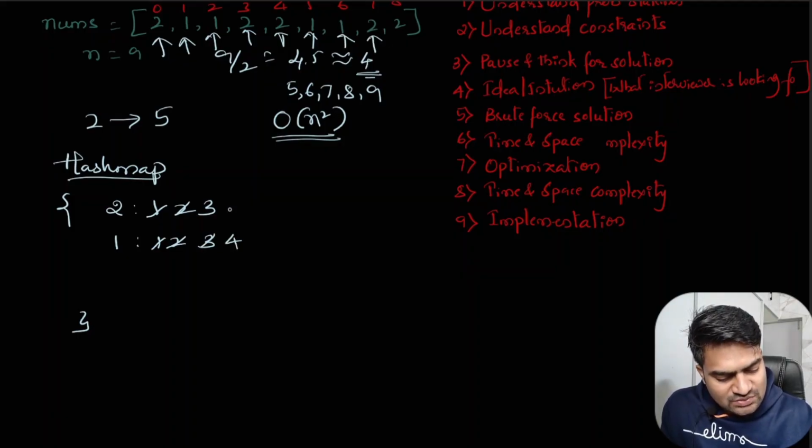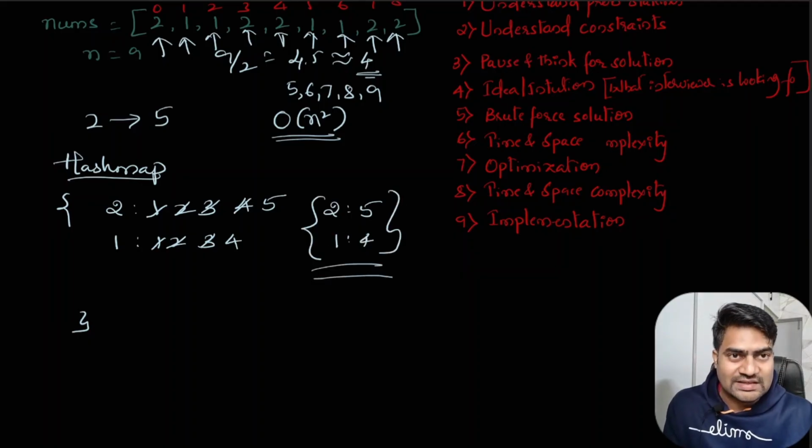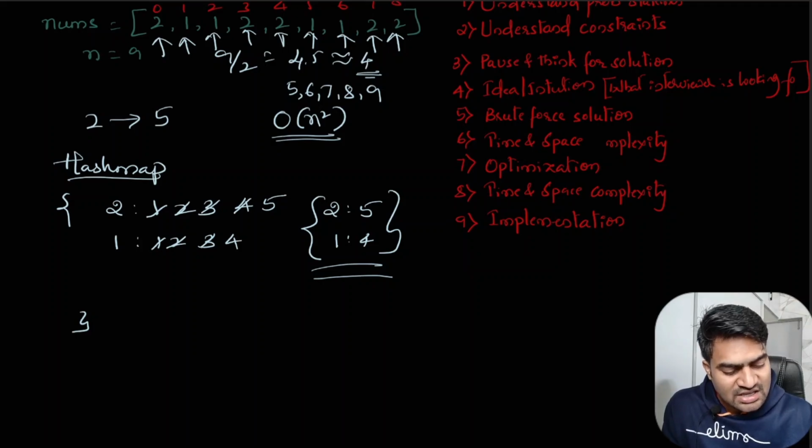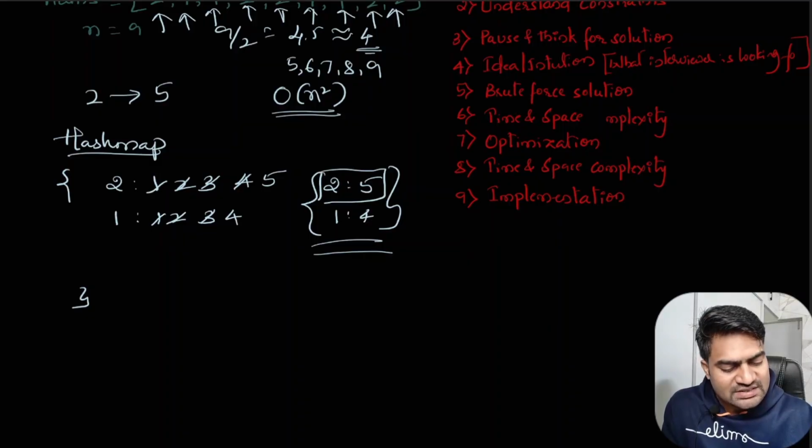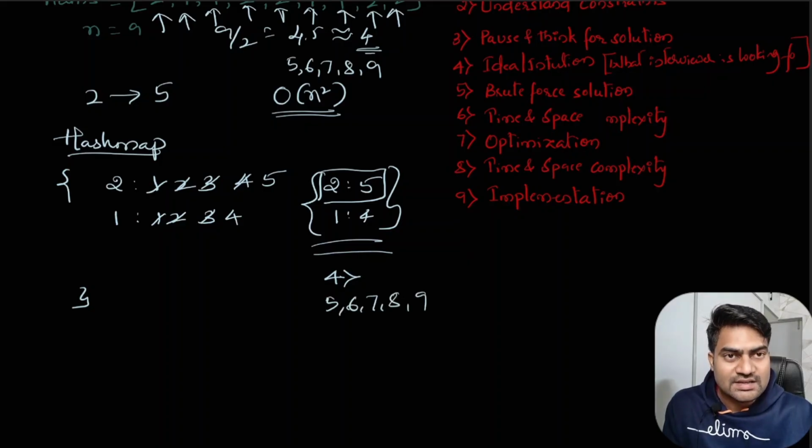Next number is 2, so 2's count becomes 4. Next again one more number, which is 4, so its count becomes 5. So 2 appears 5 times, 1 appears 4 times. So if this is our final hash map after the iteration, then what we can conclude is that this number appears more than n by 2 times, which is more than 4, meaning it should be 5, 6, 7, 8 or 9.